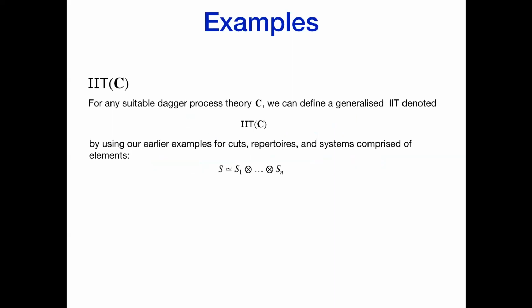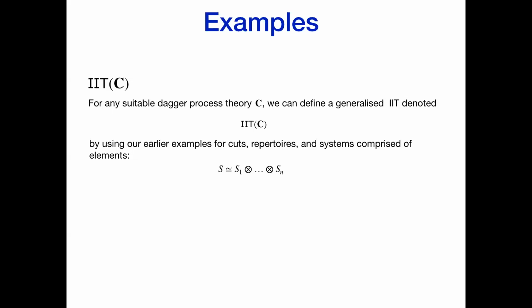To give a generalized IIT, we have to tell it what the systems are, what the cuts are, and what the repertoires are. I gave examples for each of those as we went. The systems would be ones defined in terms of elements, the cuts would be the symmetric cut picture I drew, and the repertoires would be the one I drew on the slides earlier. This is the easiest way to define something like IIT starting from a process theory. We call that theory IIT of C, perhaps a confusing name, but that's what it's called at the moment.